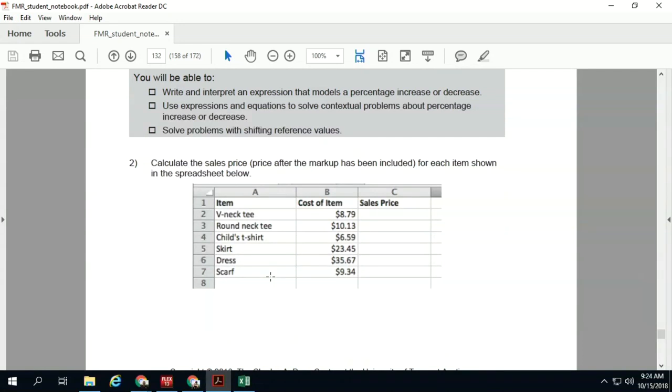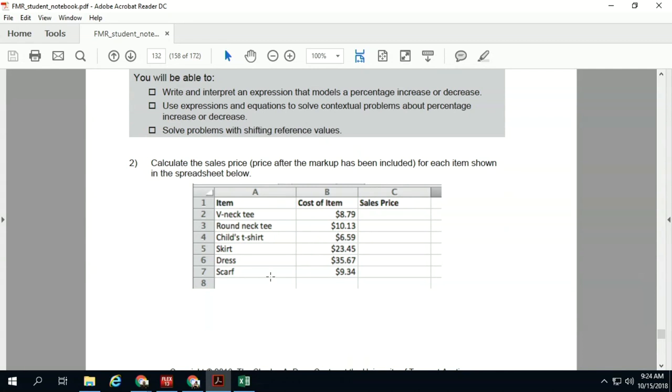So, this V-neck t-shirt costs $8.79. All right? We are going to figure out what the sale price is going to be. Now, they say sales price, not sale price.